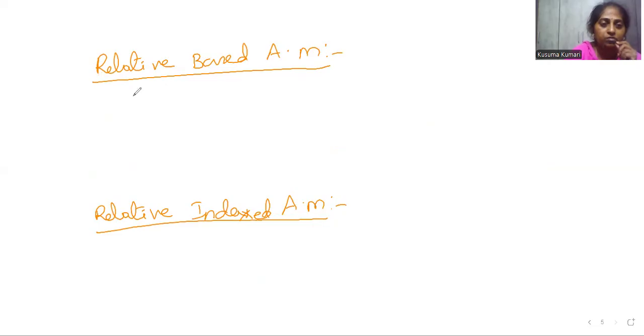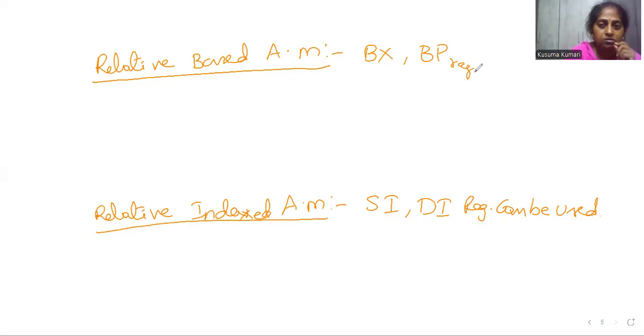So here, for example, for this addressing mode, we can use either the BX or base pointer register. For the relative indexed addressing mode, that means indexed registers, either source index register or destination index register can be used for this addressing mode. Either the BX register or base pointer register can be used.